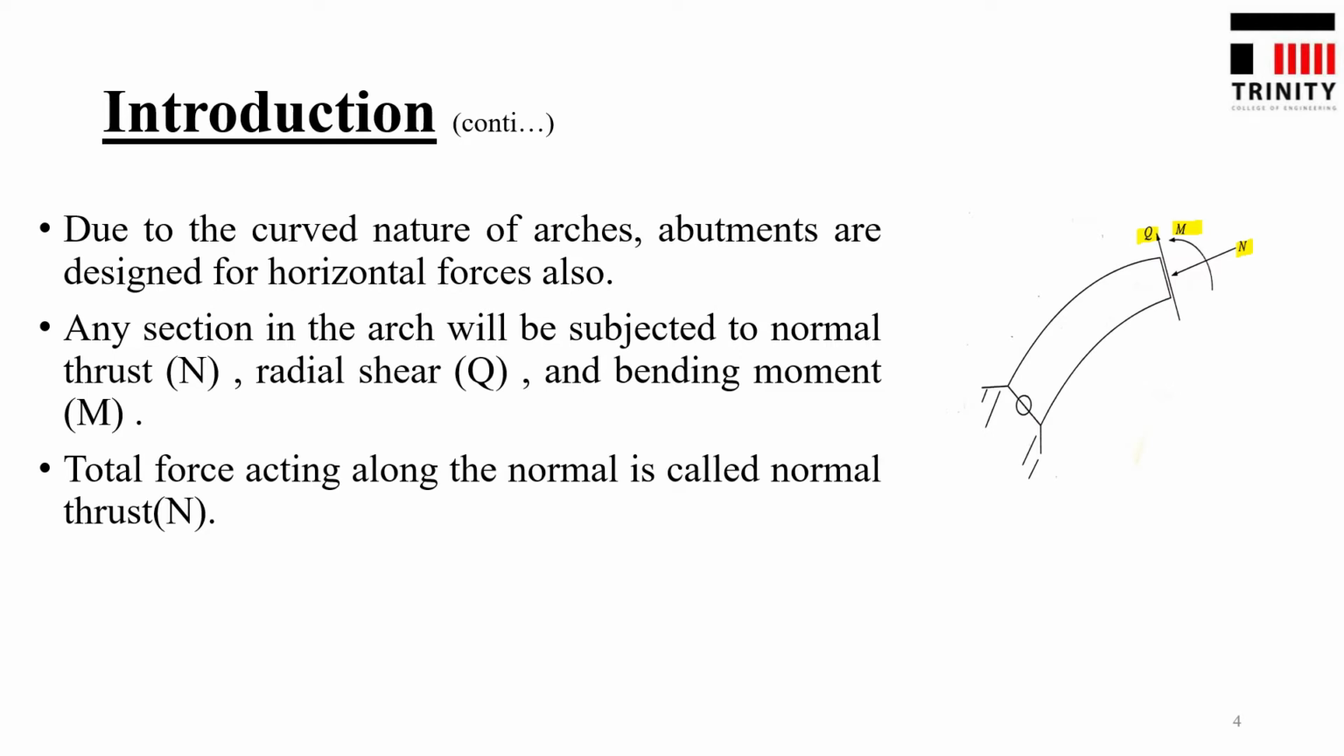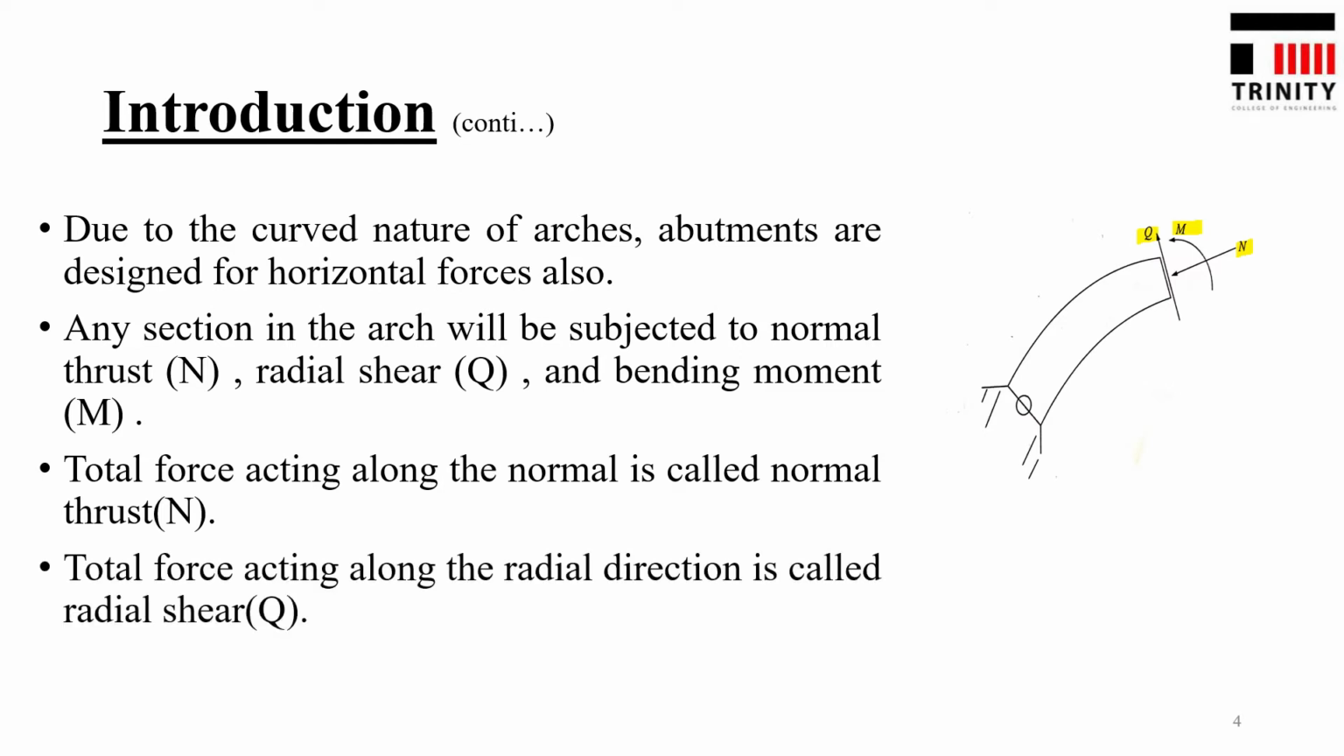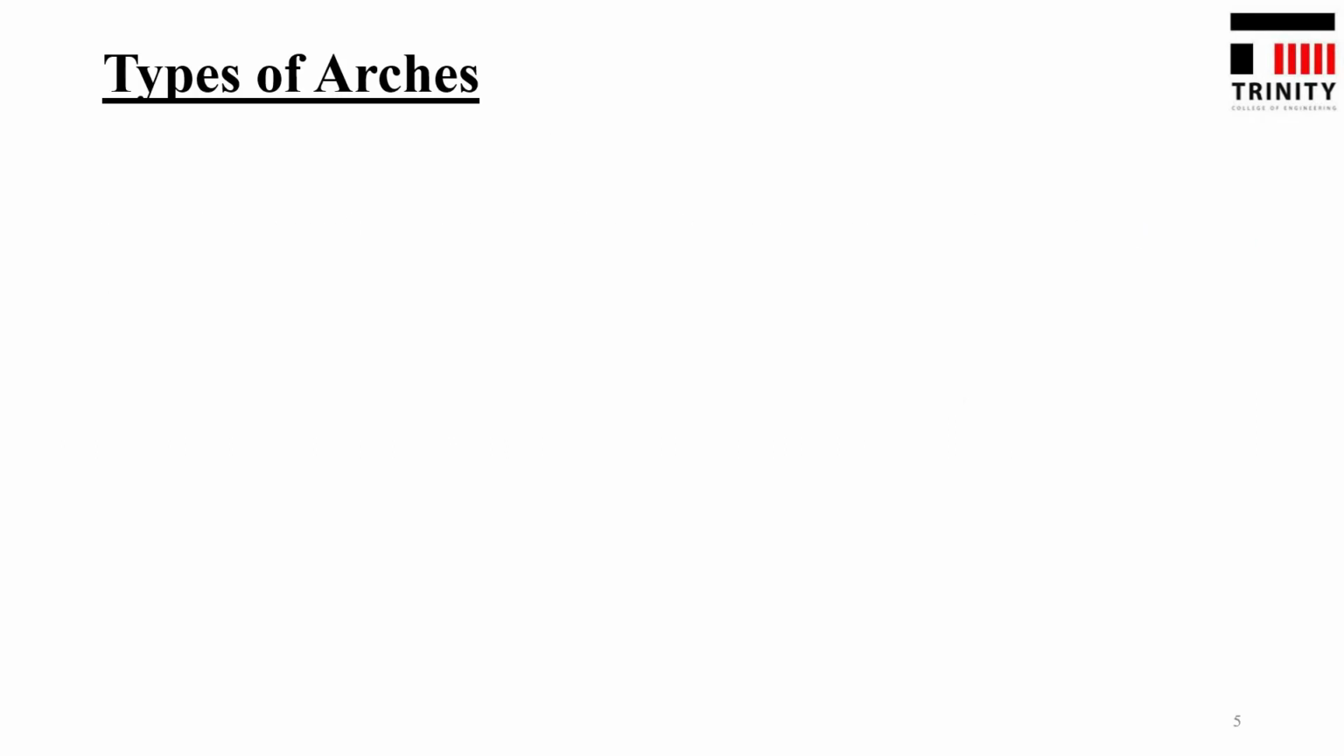The total force acting normal to the section is known as the normal thrust, and the total force acting along the radial direction at any section of an arch is known as the radial shear. Then comes the types of arches.